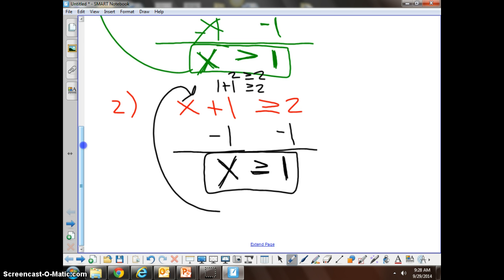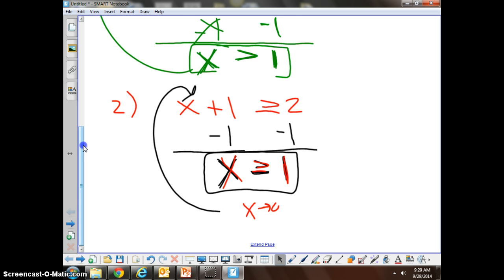In checking our work, let's see if 0 works. So x is greater than or equal to 1. Let's see if a 0 works. If I plugged in a 0 for x, I'd have 0 plus 1 is greater than or equal to 2. And is 1 greater than or equal to 2? No, 1 is not greater than or equal to 2. So we know that our answer is not going to be 0. It's going to be anything that is 2 or bigger.